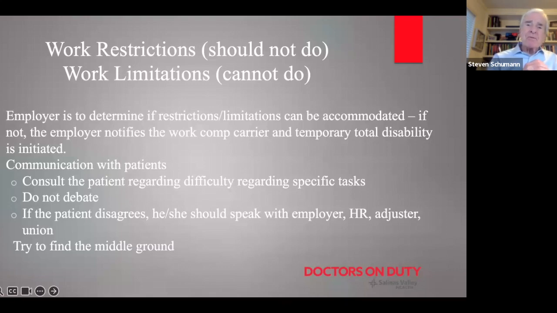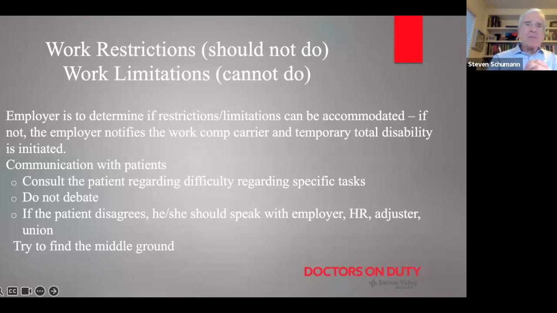It's also our responsibility to get the patient back to work as quickly as possible, fully recovered, or as well as we can make them. And so our place really is, if there's a dispute between the employee and the employer, if there's a relationship problem there, try and find the middle ground.